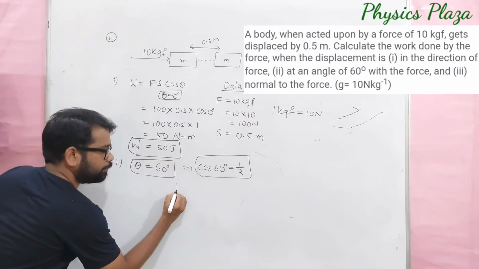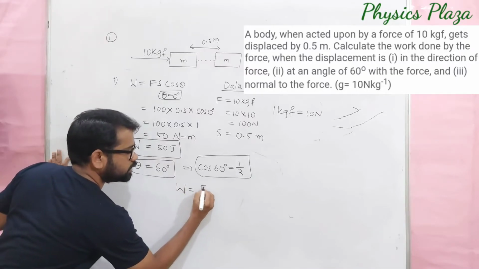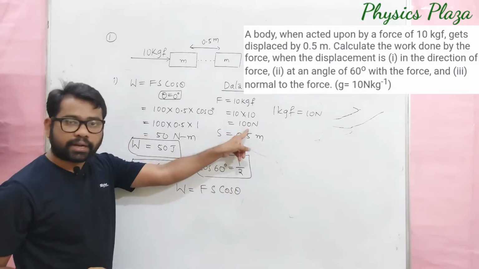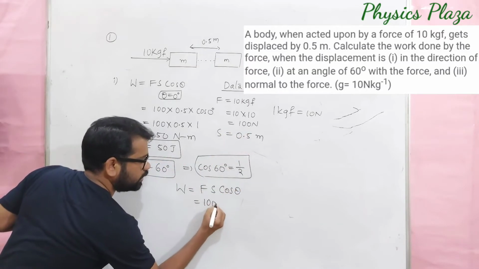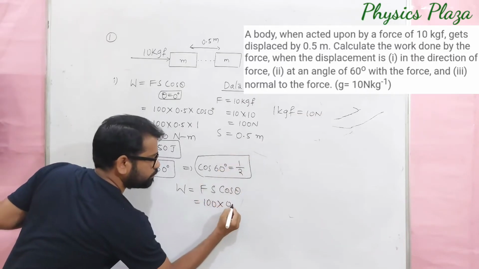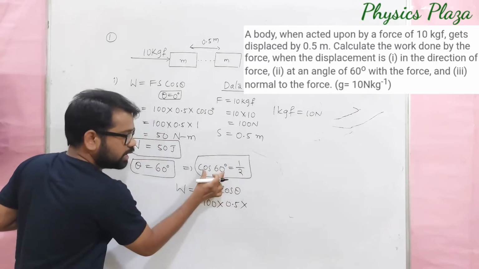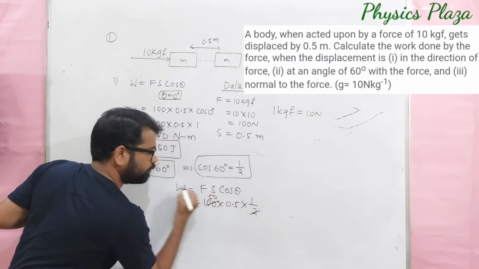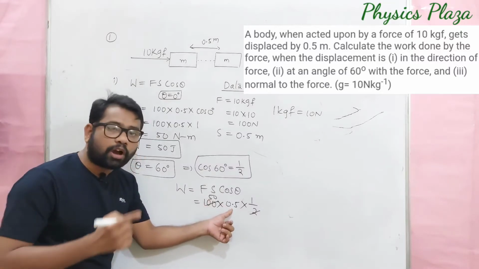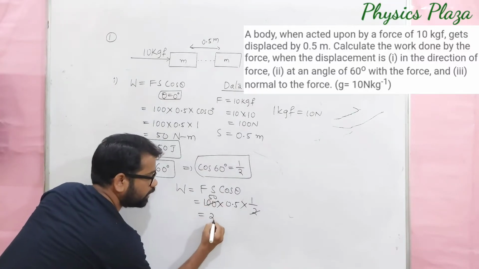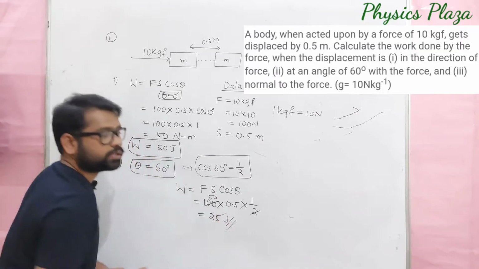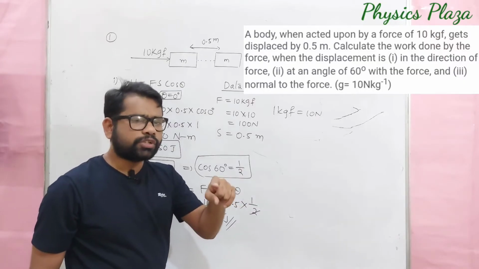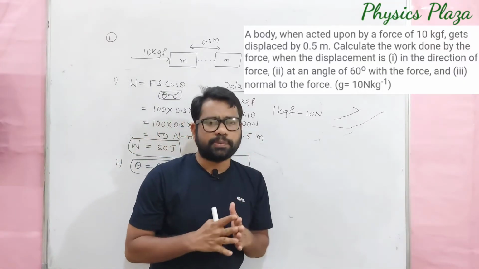Now, let us see. W is equal to F s cos theta. Here F is given how much? 100. So, this will be 100. Displacement is given 0.5. And here cos theta, that is cos 60, is 1 by 2. So, 2 ones are 2, 50 it is. So, 50 into 0.5. How much is it, children? It is 25 joules. Children, here 25 joules of work is done when the force is making an angle of 60 degrees with the displacement.